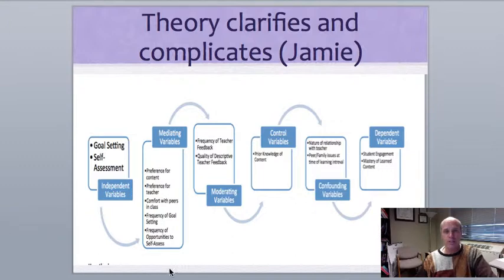The third thing I'm going to take from Jamie's map is similar to what I just said for David. And that's that theory clarifies, but it also clarifies some of the complications. So David's map also looked complicated, but Jamie's map here has lots of different steps to it. And I think both of them are legitimate arguments for how things actually work. But it clarifies and complicates at the same time that it explains. So theory is really, really important in research.